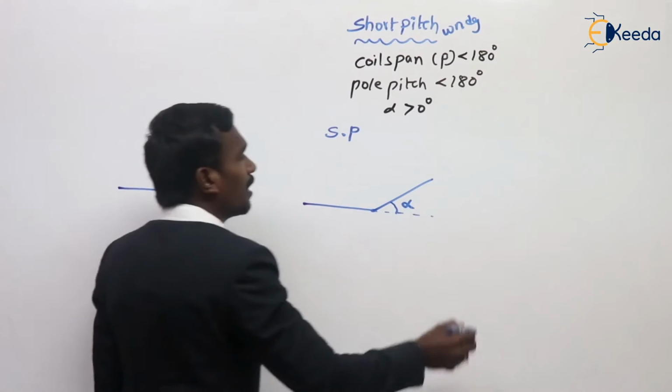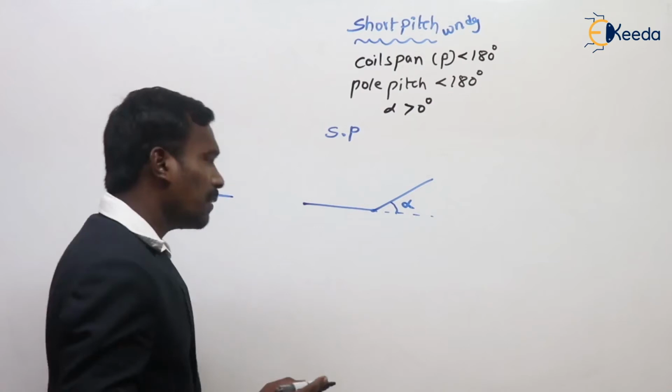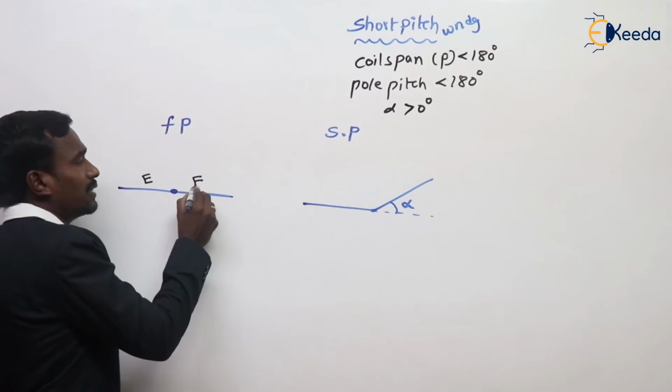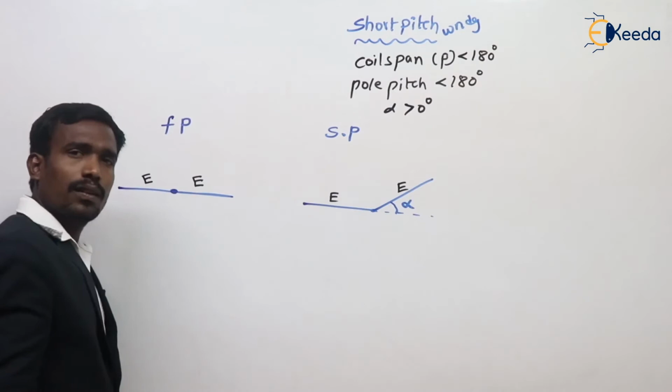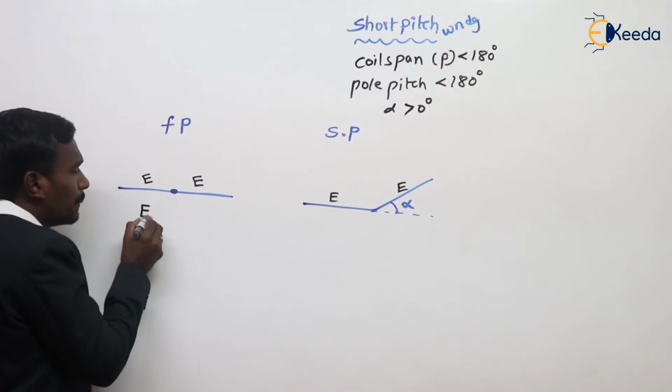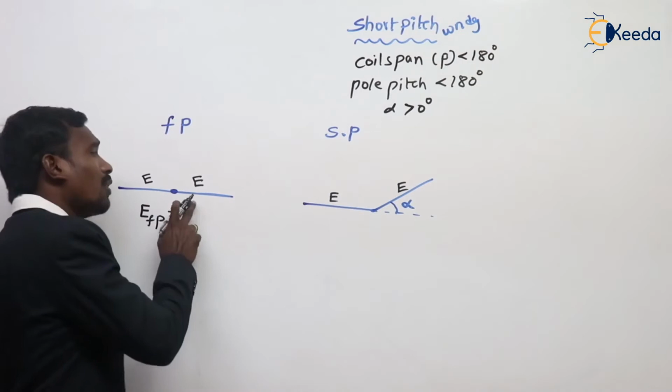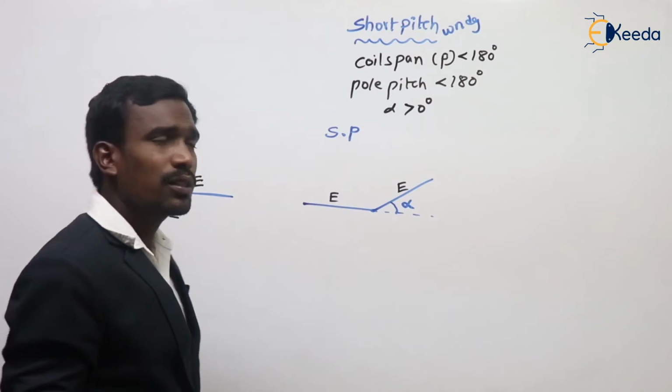Short pitch angle alpha. For example, the EMF in this slot is E and the EMF in this slot is E. Both are the same. What is the total EMF in full pitch winding? The EMF developed in full pitch winding: these two are in phase with each other, so arithmetic sum or vector sum? We can do it arithmetically. So what is the answer? E plus E is nothing but 2E.